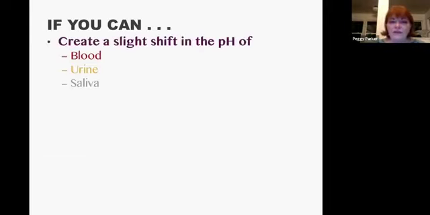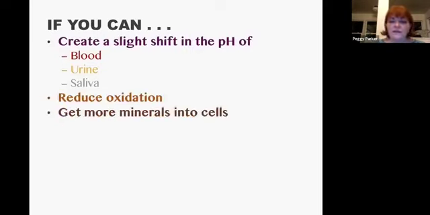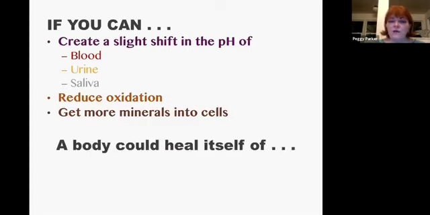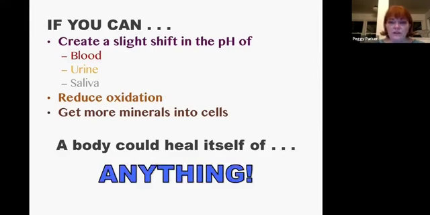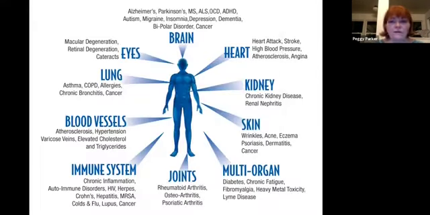If we could do these things, if we could shift the pH, if we could reduce oxidation, if we could get more minerals into the cells, what I noticed was that I was seeing dramatically fast turnaround in so many people's health that gave me the proof that when we give the body the tools it needs, a body truly could heal itself of virtually anything. It doesn't matter where it falls on this chart, whether it's at the top of your head or down at your tiptoes. It doesn't matter where it is, anywhere on this chart, your body actually can be set up to do some amazing self-healing.